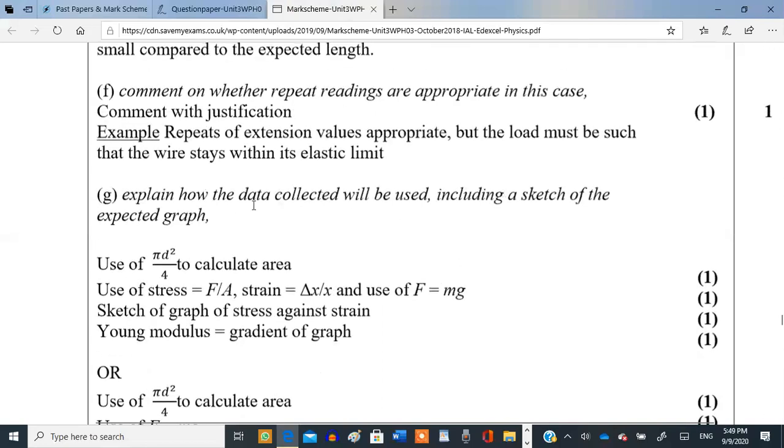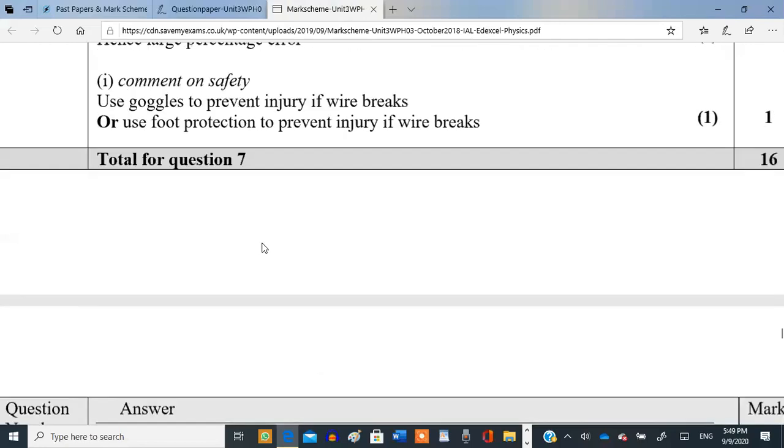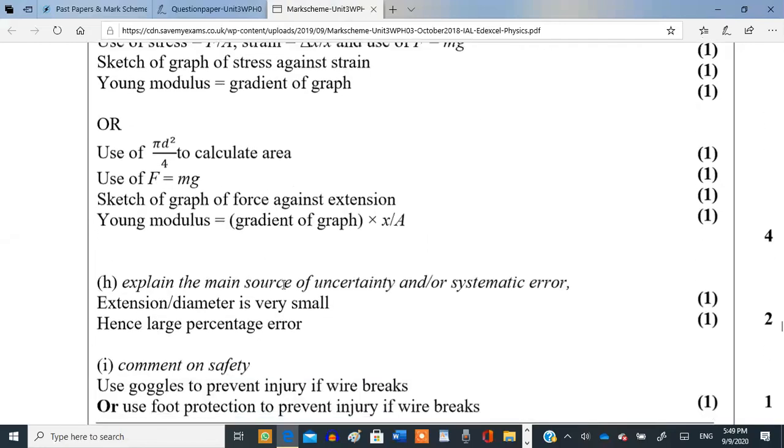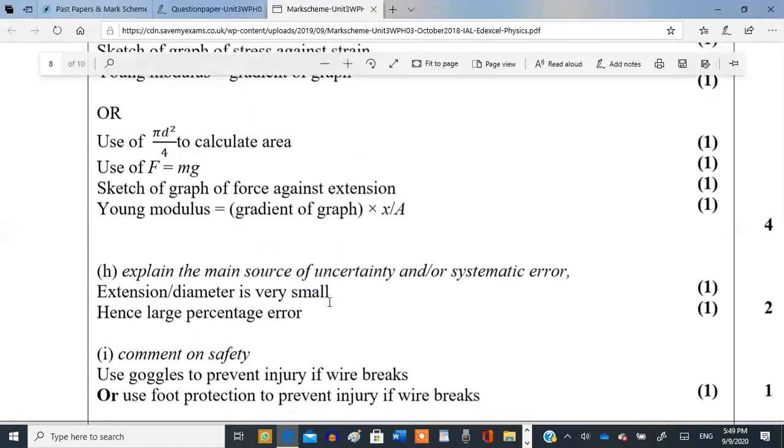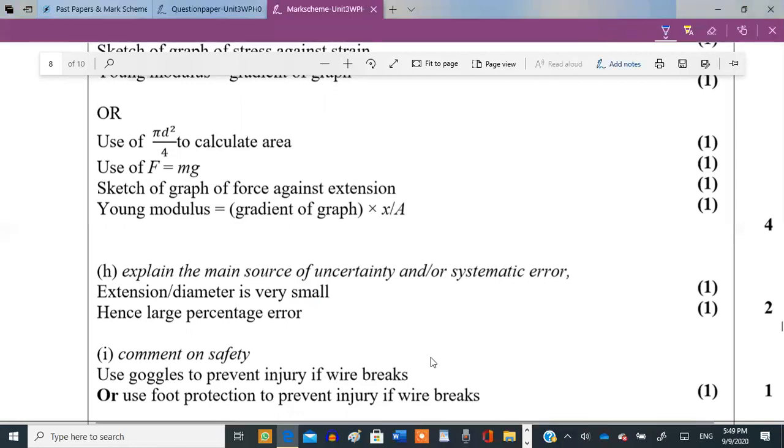Explain how the data would be calculated. Then explain the main source of uncertainty. Extension or diameter is very small, so large percentage error. Okay, that could be an answer. And use goggles to prevent the injury if the wire breaks. So exactly your point, remember? If the wire snaps. Yeah, good work. You got the safety mark.